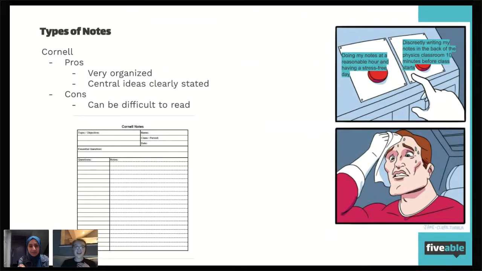For me, I have terrible handwriting, so I don't really like Cornell notes because I can't read what I write.